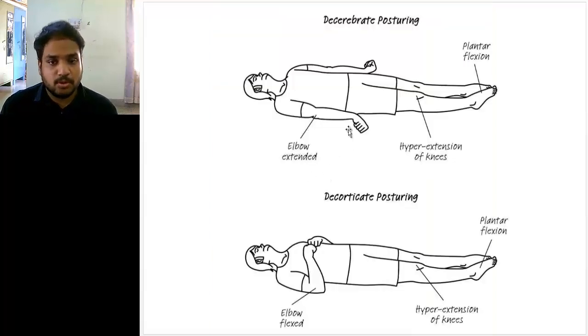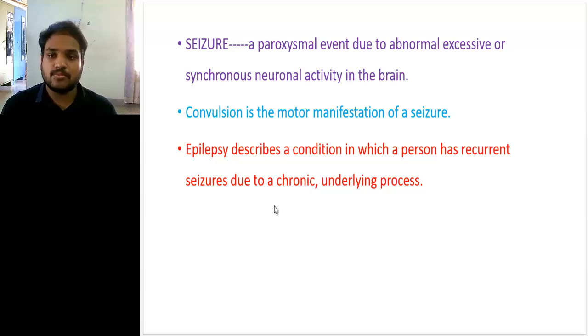So one more time, decerebrate posturing means complete extension, while decorticate posturing means arms are flexed while the legs are extended, right? So you can see this in the wards. If you carefully analyze the patients, especially after road traffic accidents, this posturing would be there, right? Now, that is about the altered sensorium.